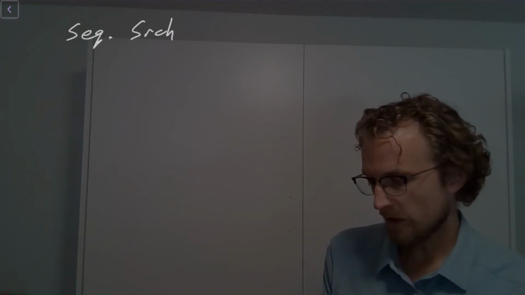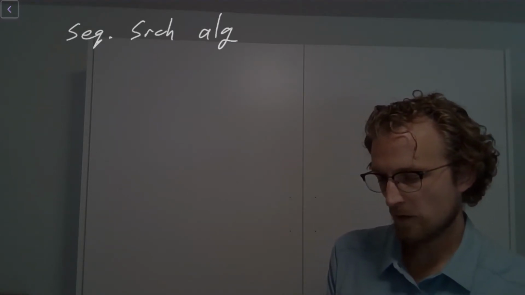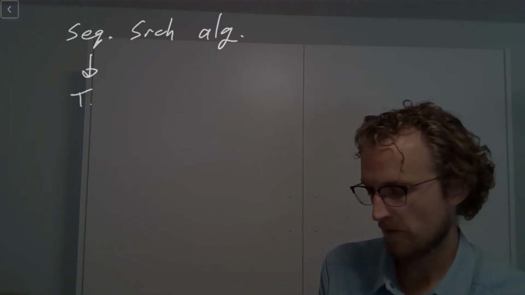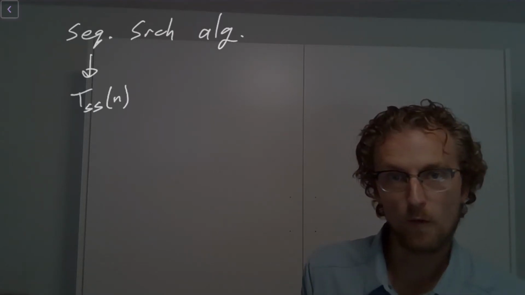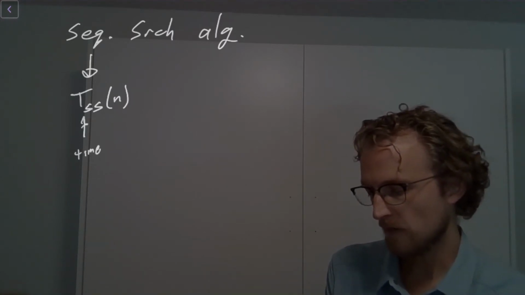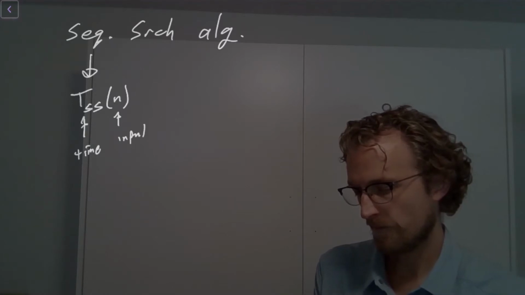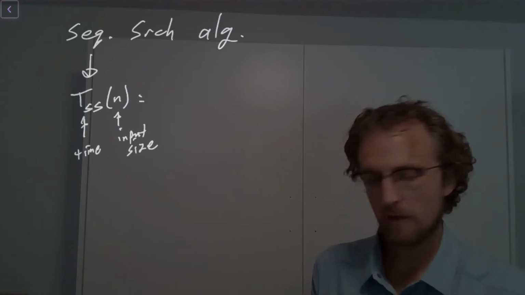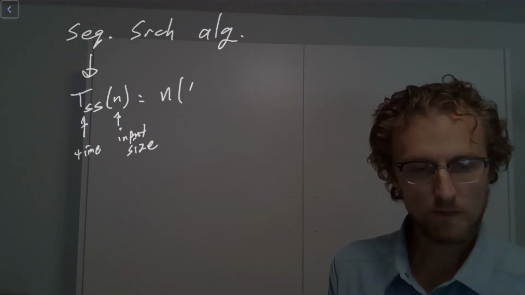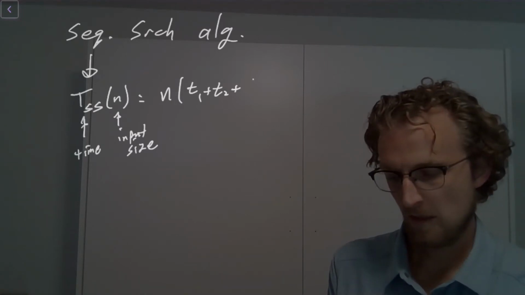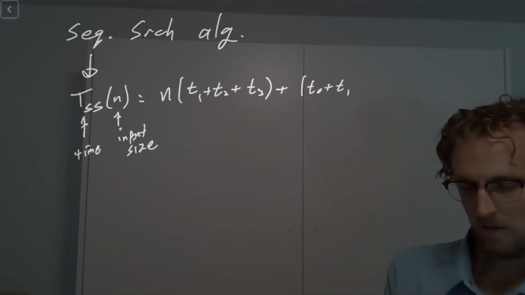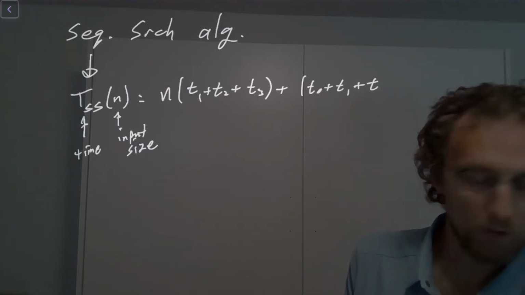And so what we did is we took this sequential search algorithm, and we derived a complete expression for the running time of this algorithm, T_SS of n, where the running time was expressed as a function of the input size. So there's the time, there's the input size, and the expression looked something like this: n times (t1 plus t2 plus t3) plus t0 plus t1 plus t4 plus t6.